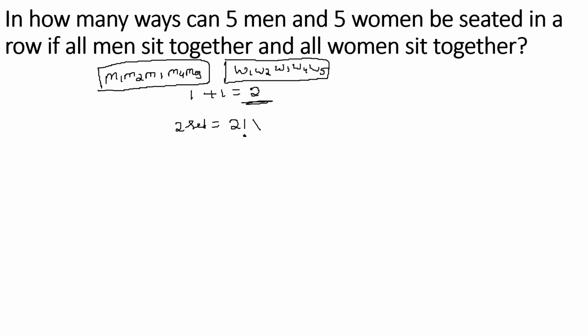Now again, in this set of men, there are 5 different men. So 5 different men can be arranged in 5 factorial ways. Again, in this set of women also, there are 5 different women. So 5 different women can be arranged in 5 factorial ways. So in total, we have 2 into 120 into 120 ways. So that will be 28,800 ways.